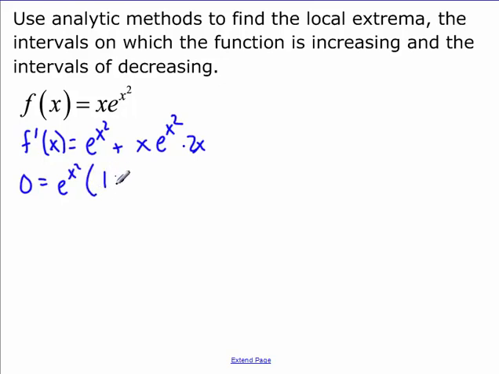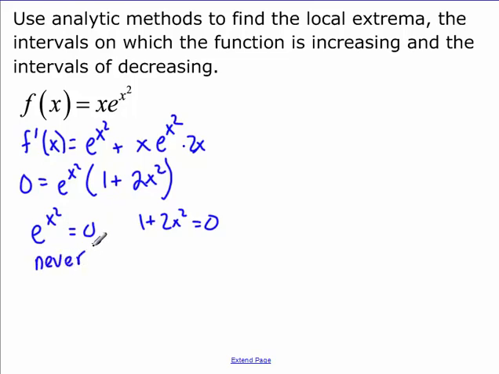So we end up with e to the x squared times 1 plus 2x squared. So I have when e to the x squared equals 0, and I have when 1 plus 2x squared equals 0. E to the something is never going to equal 0. So this is going to be a never. I have no critical points.